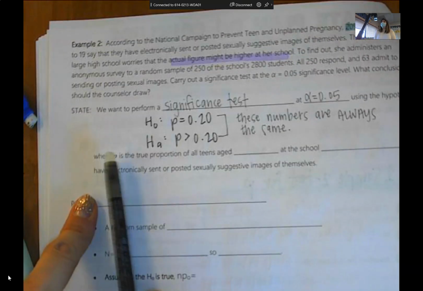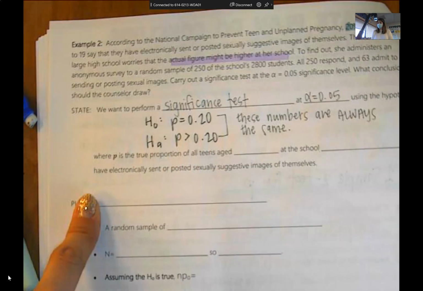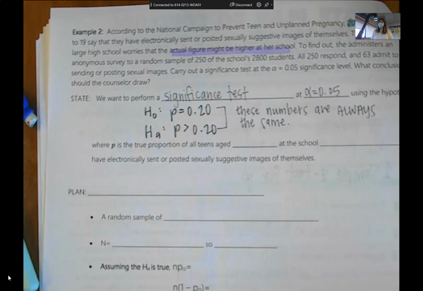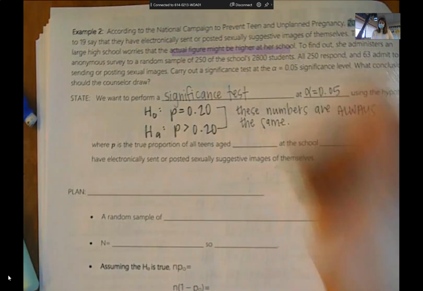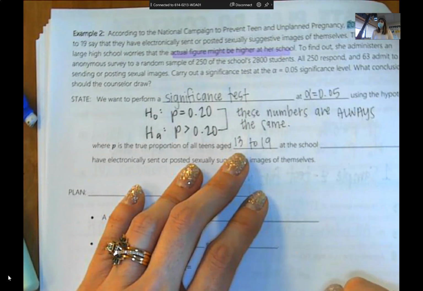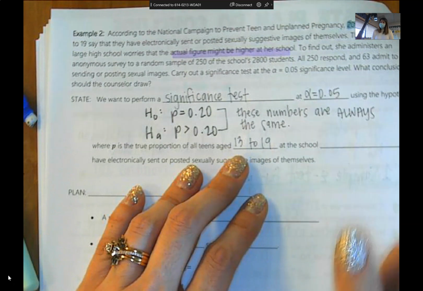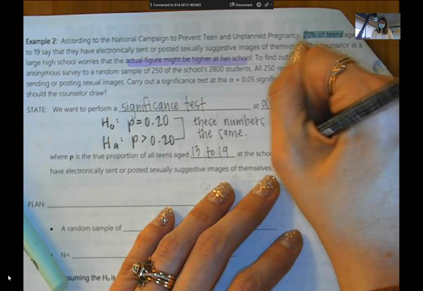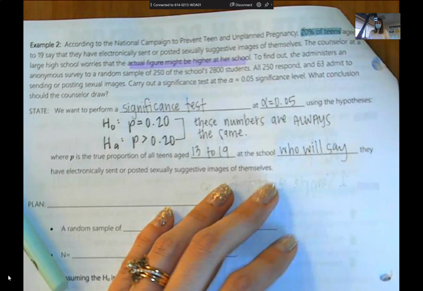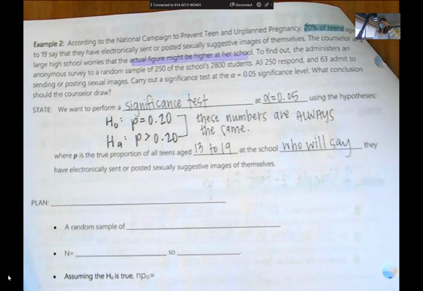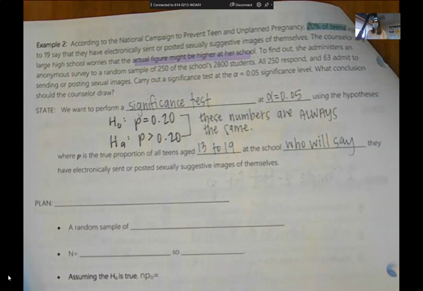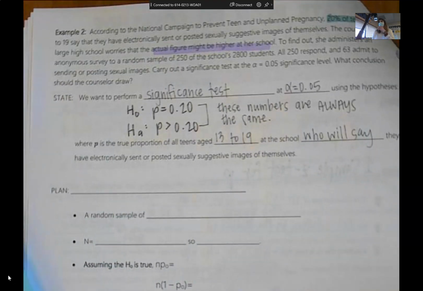So down here, I define p for us because this one is really, really long. So where p is the true proportion of all teens aged 13 to 19 at the school who will say they have electronically sent or posted sexually suggestive images of themselves.